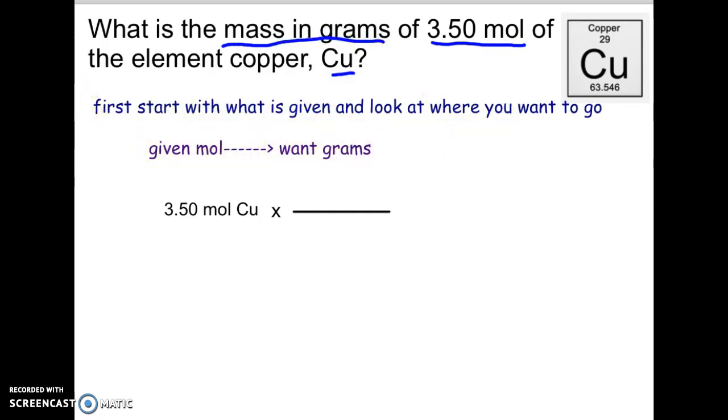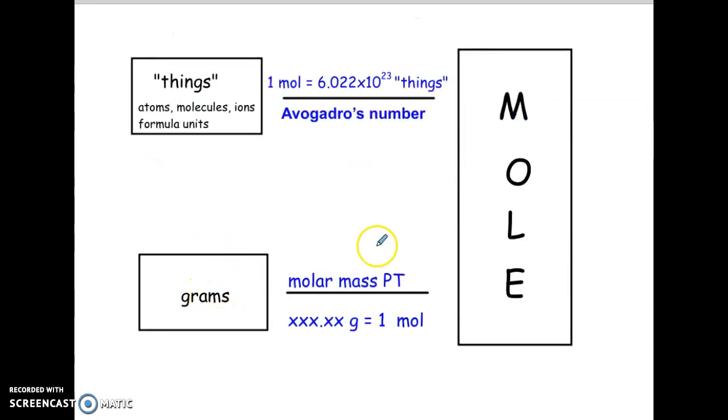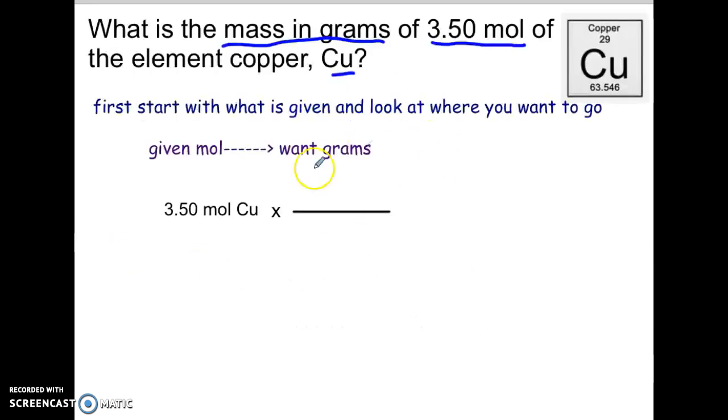So hopefully you're thinking, what's the relationship between moles and grams? You're going to look back at this mole map and say, I have to look at my periodic table and find the molar mass of that given element. So what you would do then is start out with what you know, which is 3.50 moles of copper.